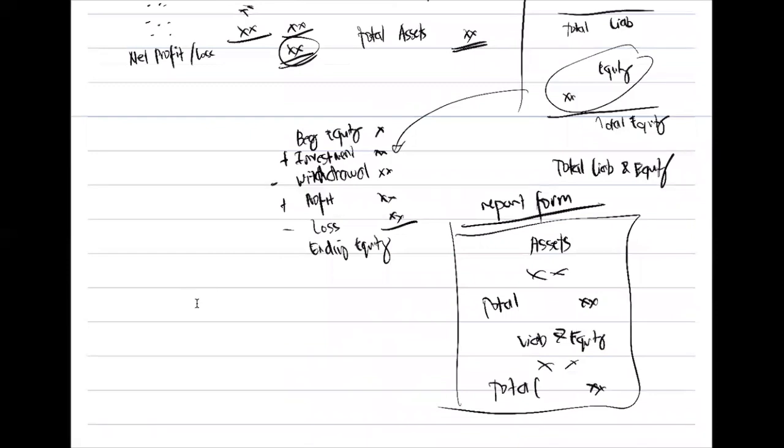This is known as your report form because it is presented in a report format in which it is in a vertical orientation and consists only of one column. That is your column of assets, liabilities, and equity. Ito total lang yan, total assets and total liabilities and equity. Okay?